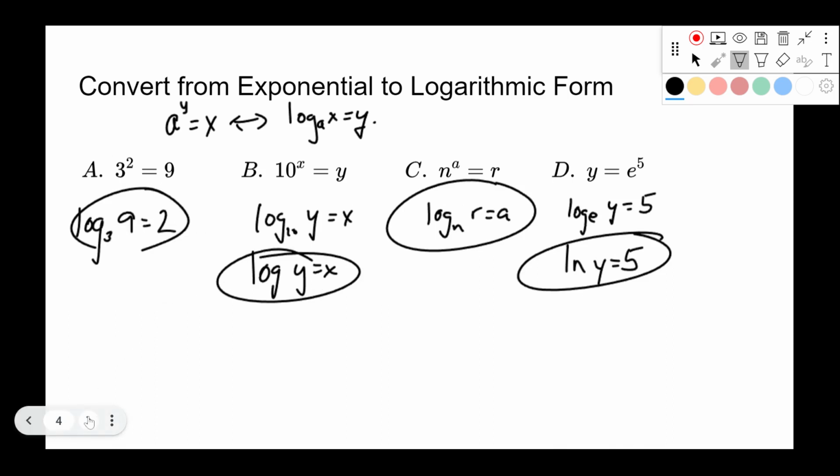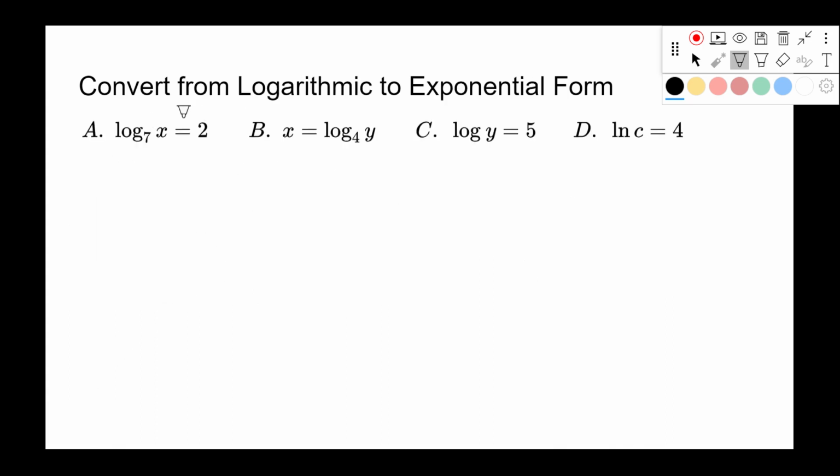Okay, so that's how you go the one direction. Let's go the other direction. From logarithmic form to exponential form, you have to be able to go back and forth between the two. So if I have log of x base 7 is equal to 2, the base of the log becomes the base for the exponent, and the x and the 2 switch positions. So the 2 becomes the exponent of the base, and then the x is what it's equal to. So 7 squared is equal to x.